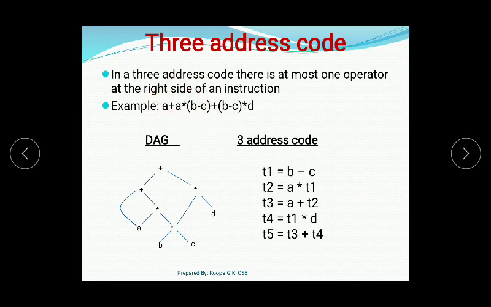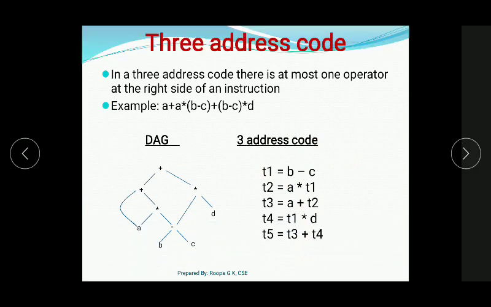Next, B minus C star D we require, right? B minus C is already over, that is T1. So T4 can be written as T1 into D. Then finally T5 is given by T3 and T4. So on the RHS we have at most one operator like minus, star, plus, star and plus, and at most 3 operands with the help of temporary variables. This is called 3-address code.